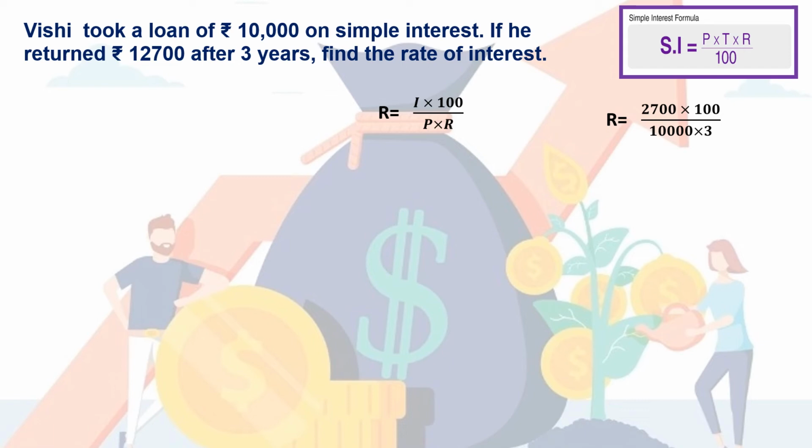You have to write down the value, substitute the values properly. 10,000 into 3. Okay. When you reduce the number, when you cancel out the zeros, you will be left with R is equal to 9. Alright, so the correct alternative is 9% per annum. ठीक है? So option number 3 is the correct alternative.